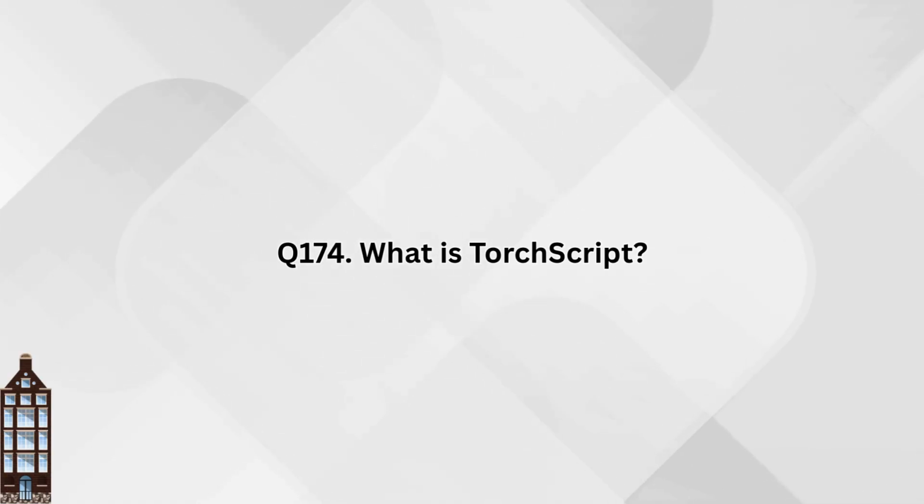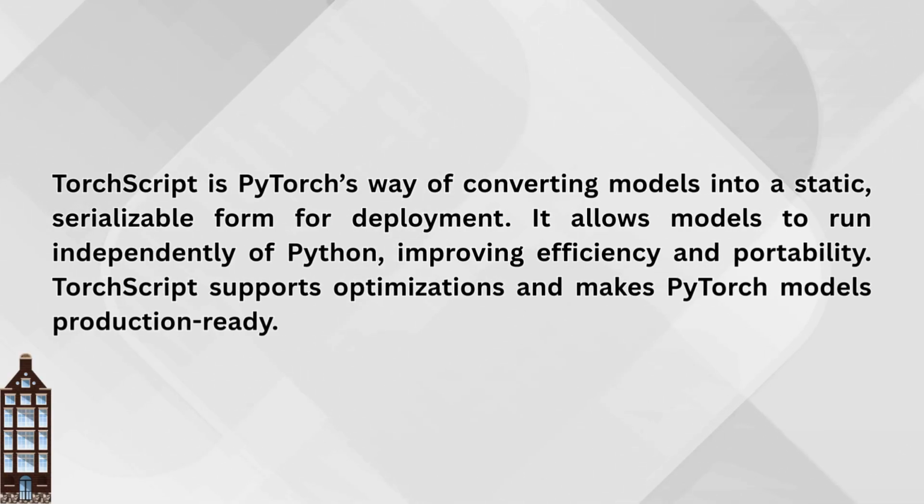What is TorchScript? TorchScript is PyTorch's way of converting models into a static, serializable form for deployment. It allows models to run independently of Python, improving efficiency and portability. TorchScript supports optimizations and makes PyTorch models production-ready.